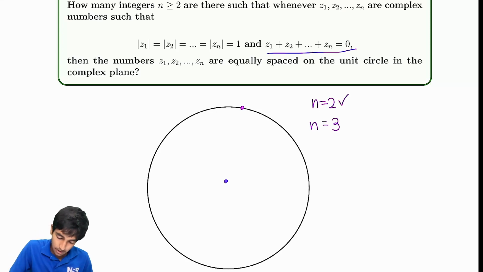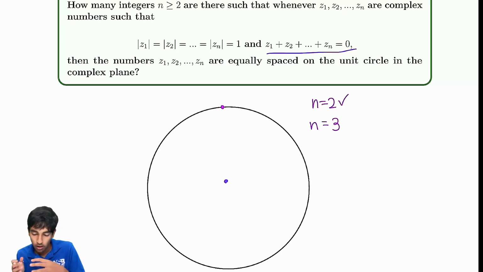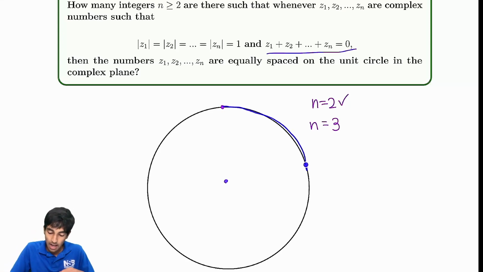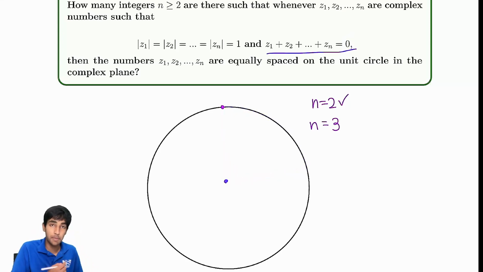And here's the key thing. Without loss of generality, let's say one of the points is here. Why? Let's say we have some other configuration that sums to 0. We can just rotate all the points by cis of theta, and we end up with 1 point being here and the other 2 points being somewhere else. So if it's not here, just rotate our entire diagram by theta degrees, and the sum of the complex numbers is still going to be 0, and all the magnitudes are still going to be 1.